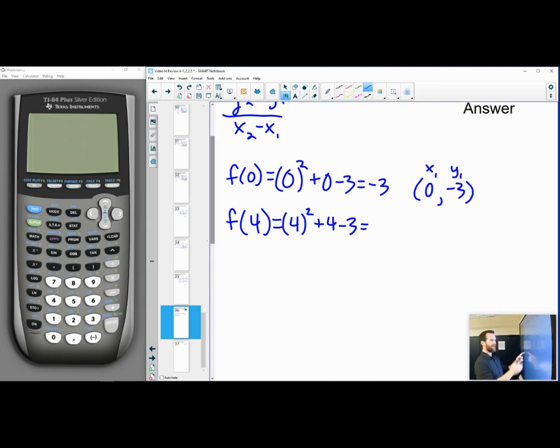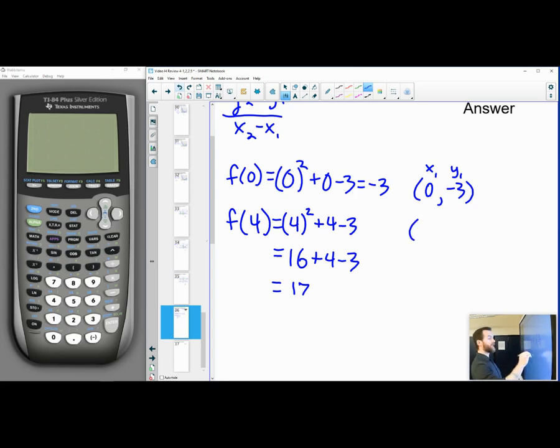Then we simplify. I'm actually going to do my work down here just so I can have the 2 points written right next to each other. So 4 squared is 16 plus 4 minus 3. That's 20. Take away 3 is 17, if I'm doing that correctly in my head. I think I am. Yeah, good.